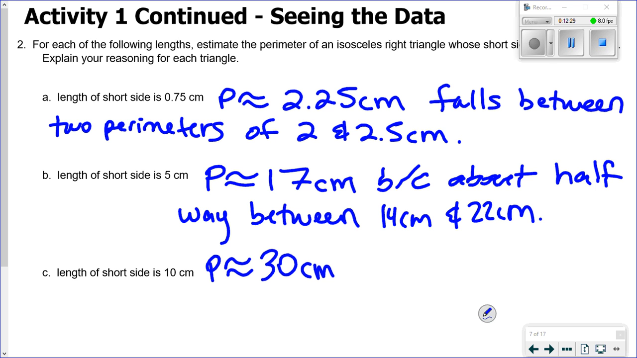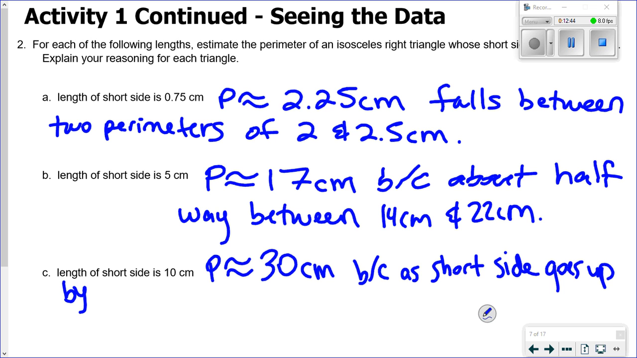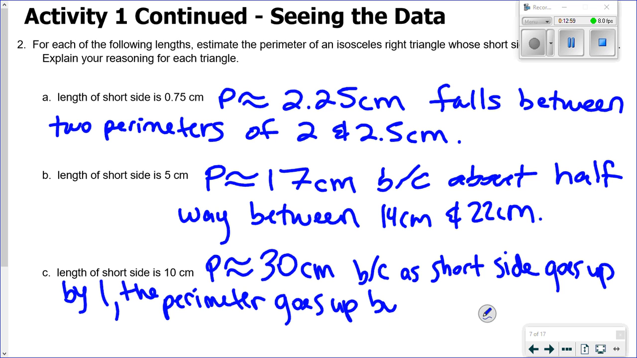And again, my reasoning for that is as the short side goes up by 1, the perimeter goes up by approximately 3. Okay, again, that's an estimate, a rough approximation, so I was able to take that 10, multiply it by 3 to get that approximately 30 centimeters.